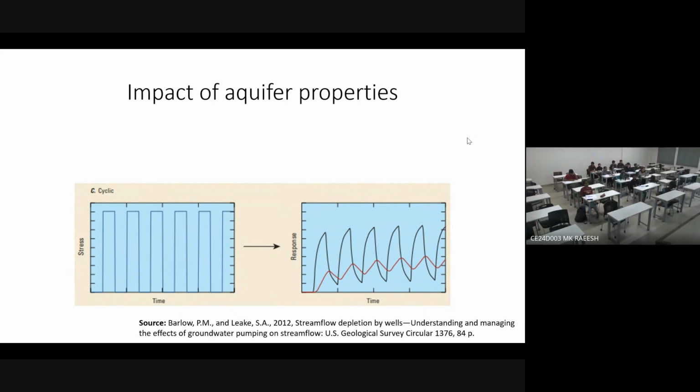I have one question. Go ahead. Am I on? Yes. We saw the second curve. It says response versus time. How are we measuring response? What is response? Is it the water level or drawdown? What is it?